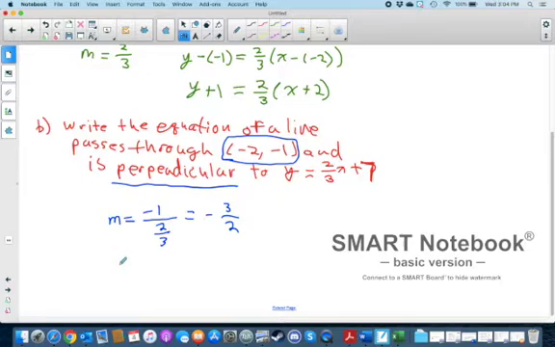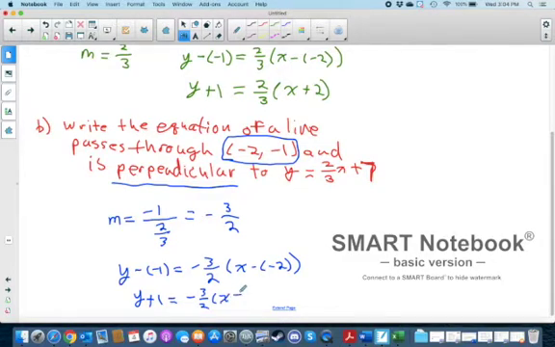So we now have, again, we're going to write it in point-slope form. y minus y1 is equal to -3/2 x minus x1, and this simplifies down to y plus 1 equals -3/2 (x plus 2).